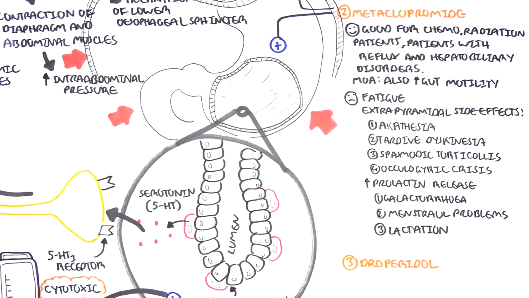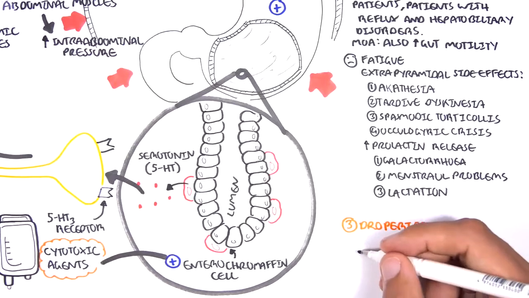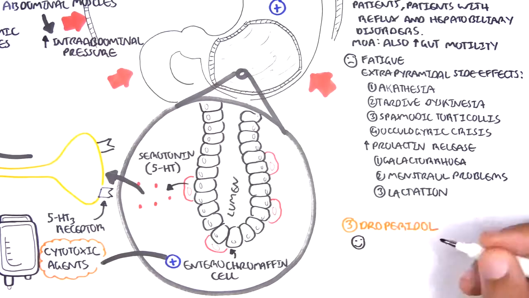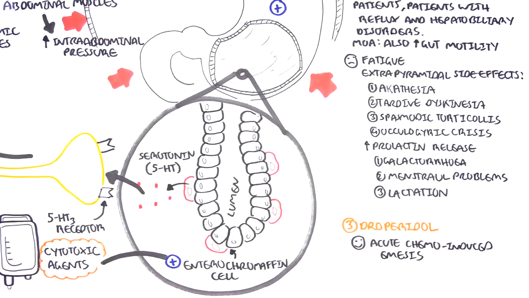Droperidol is your other group of dopamine 2 receptor antagonists, and these are also antipsychotics. These drugs are good for acute chemotherapy-induced vomiting. Droperidol is also used in surgery for post-operative nausea and vomiting.